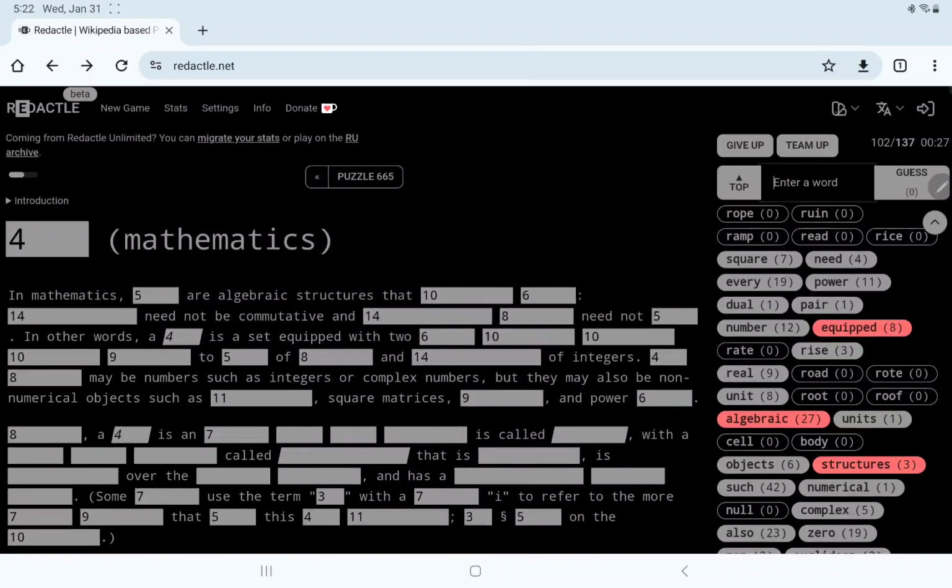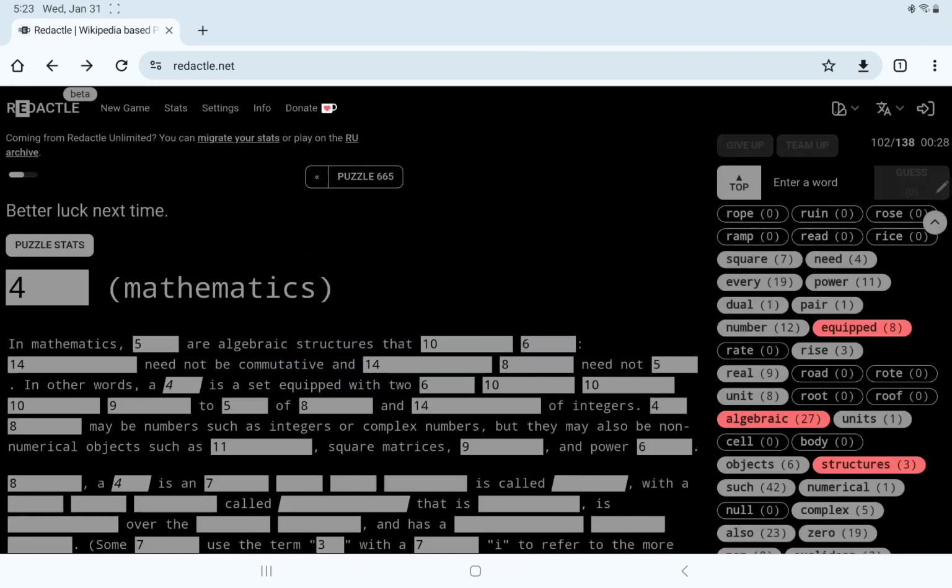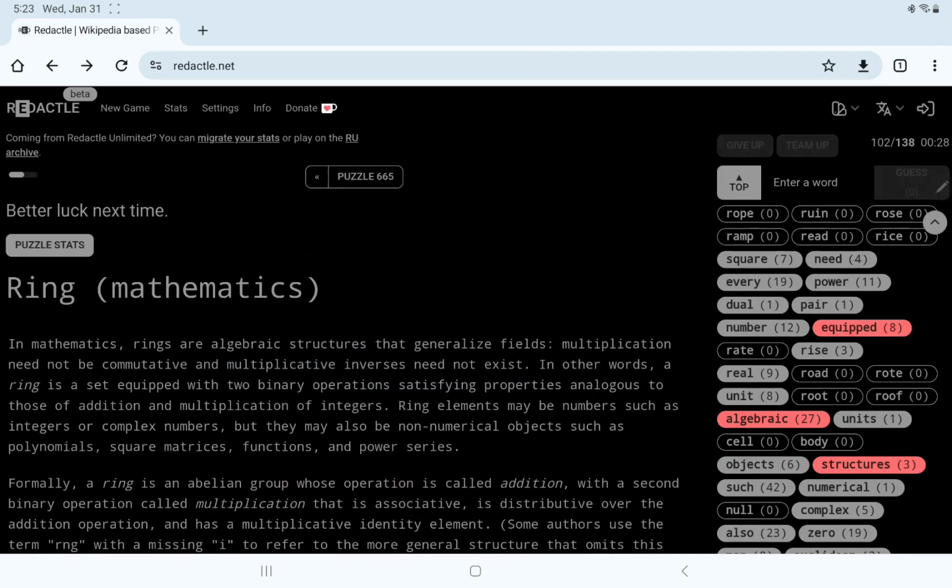No, I think I'm going to give up and just see what is this mysterious algebraic structure. Let me just try one last. A rose? I thought there was something in mathematics called a rose, but I may have dreamt that as well. All right, let's see what it is. Ah, ring.